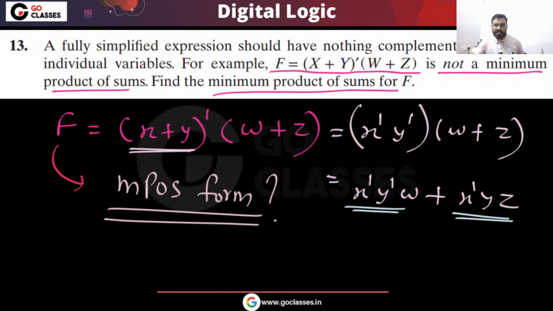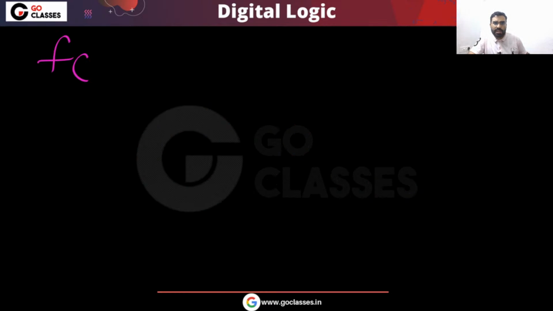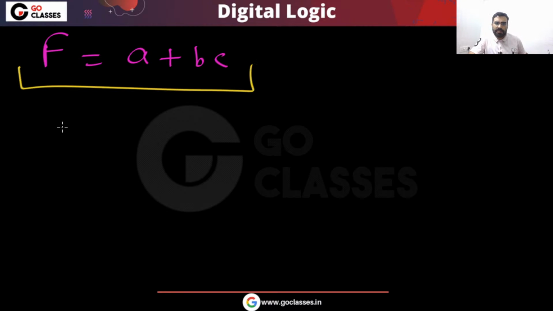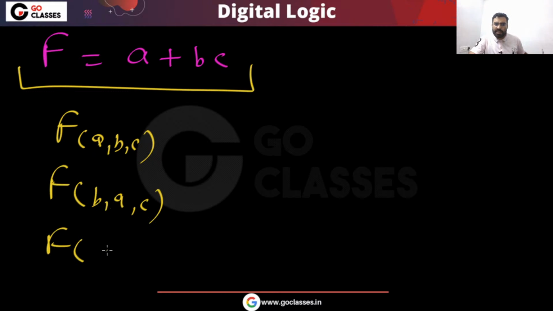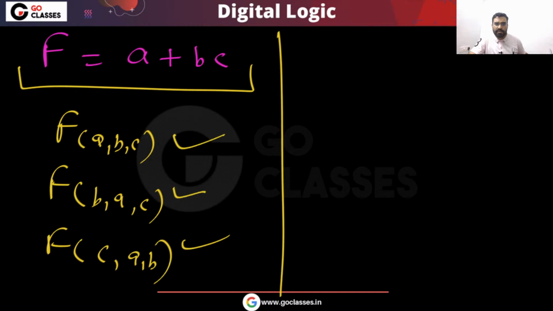But remember, if an expression is given to you, then order does not matter. For example, if I say f equal to a plus bc, this is the same whether you write a comma b comma c, b comma a comma c, or c comma a comma b. Anything you write, all are correct. There is no difference.